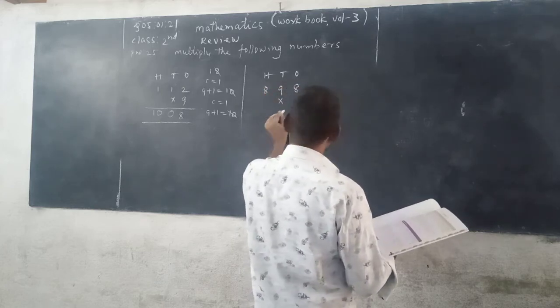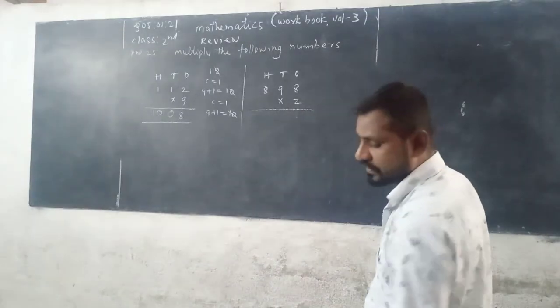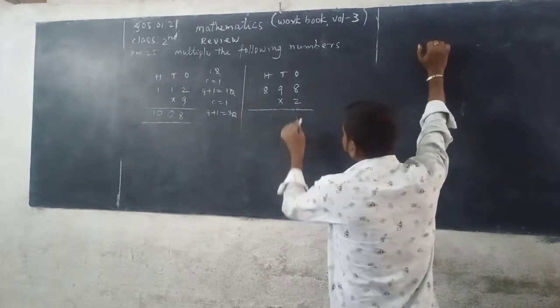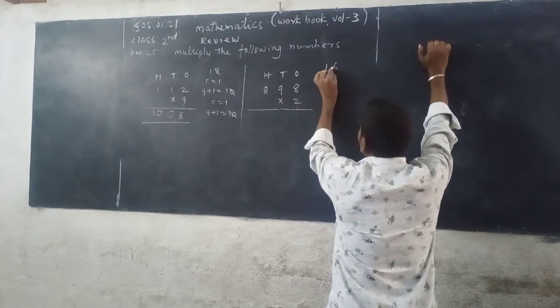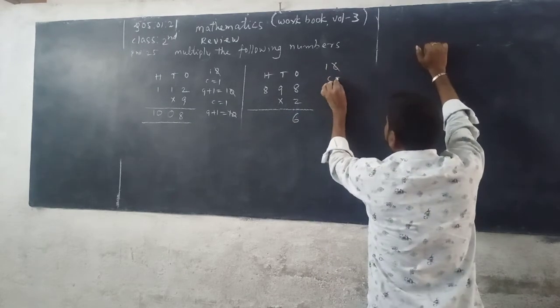898 into 2. So the given number 898 is multiplied by 2. First we multiply the digits in the ones place. 8 with 2. 2 8s are 16. Write down 6 in the ones column of the product. The remaining 1 is the carry.